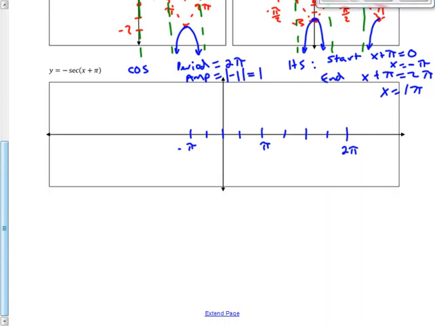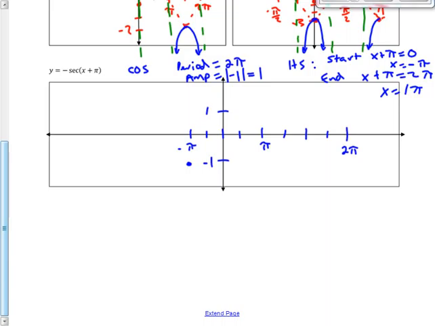The amplitude was 1, but my graph for my cosine is going to start down here at negative 1 because I have that negative in front. We've got a period of 2 pi, so this graph is going to make one full revolution in 2 pi, but I just shifted everything to the left. So I actually am not starting here. I'm starting here because I hadn't shifted it yet. So now I shifted it.